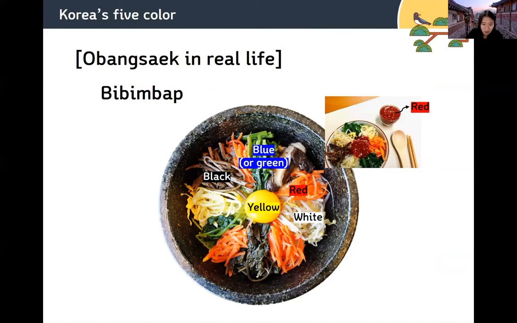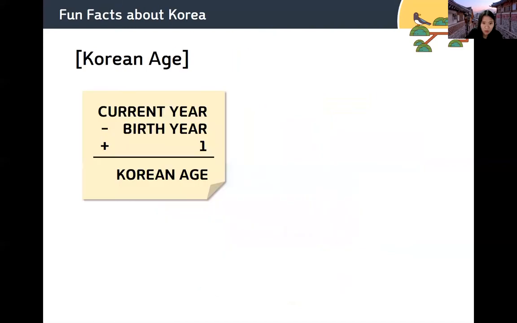Next and lastly, I will tell you guys some fun facts about Korea. The first thing I want to talk about is Korean age. Korea has such a unique method to count ages. I found the formula on the internet. Well, it might look complicated, but it's basically just adding 1 to your age.